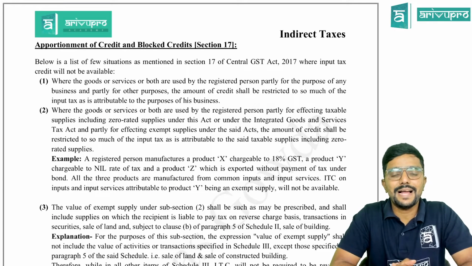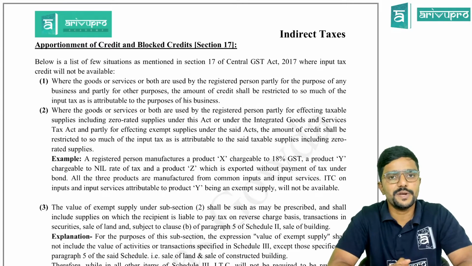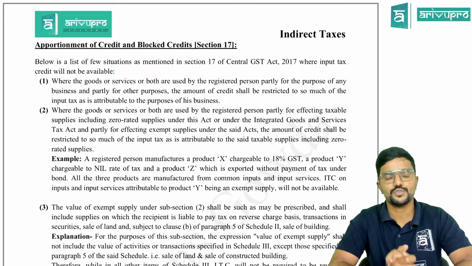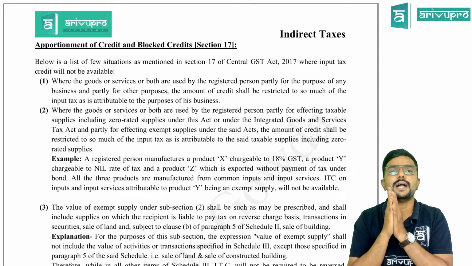Hi guys, welcome back. In our previous video, we started with the input tax credit chapter, that is chapter 3, and we also covered section 16, which talks about input tax credit eligibility and conditions. So now we will be starting with section 17, guys. We will see section 17 and learn in detail.